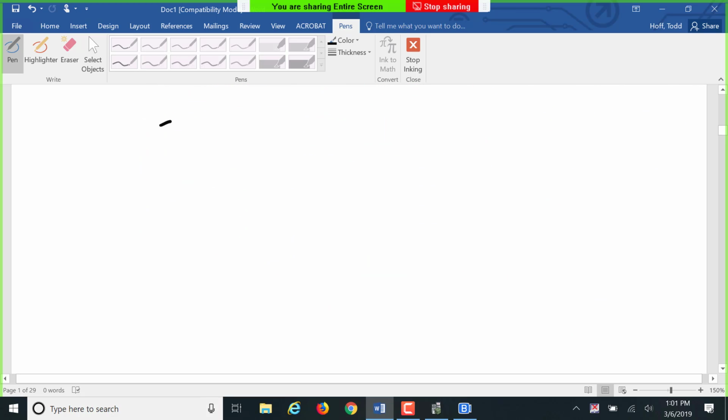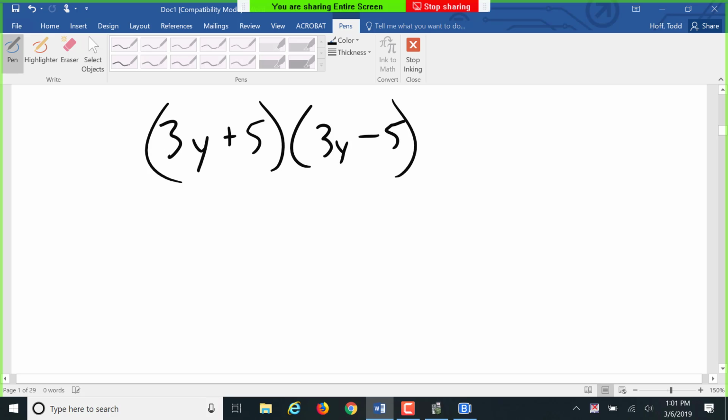So if I had 3y plus 5 times 3y minus 5, what's that going to give us? You got it. 3y squared, 3 squared is 9, y squared is y squared, minus, because the difference, 5 squared is 25. Very good. 9y squared minus 25.